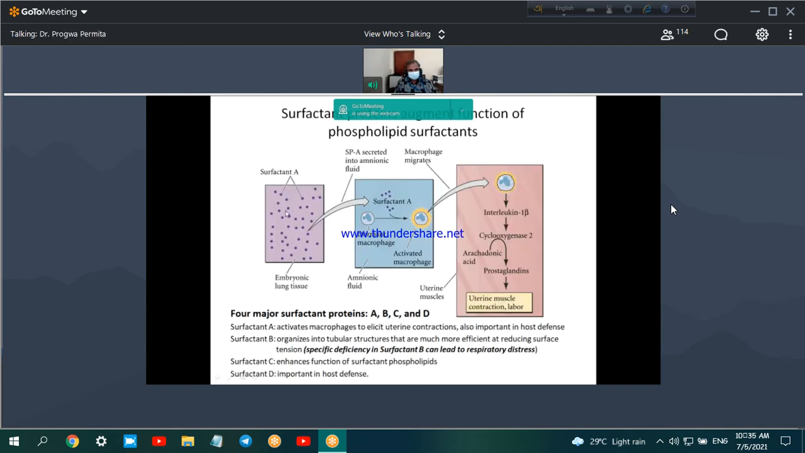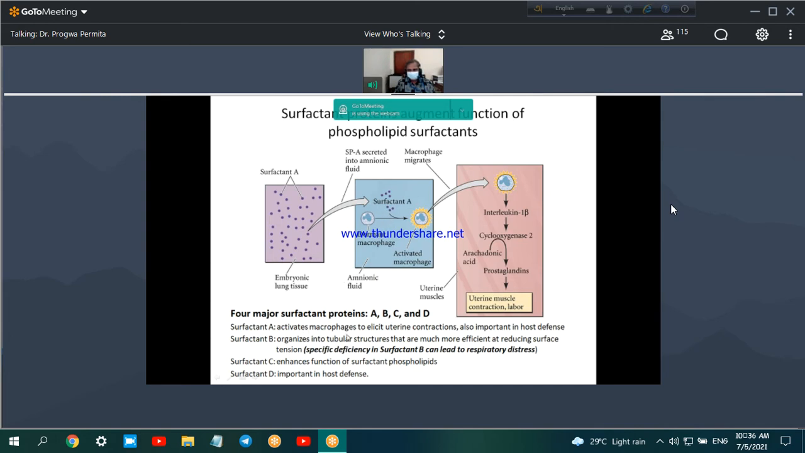Surfactant A activates macrophages and elicits uterine contractions. It is also important in host defense. Surfactant A is released from the fetal lung tissue, which is important for the contraction of the uterus and also for host defense.